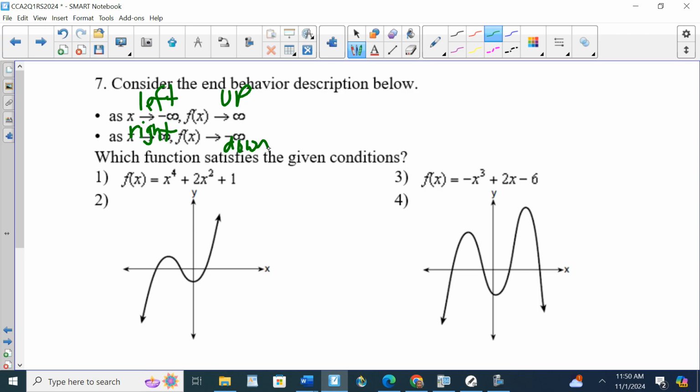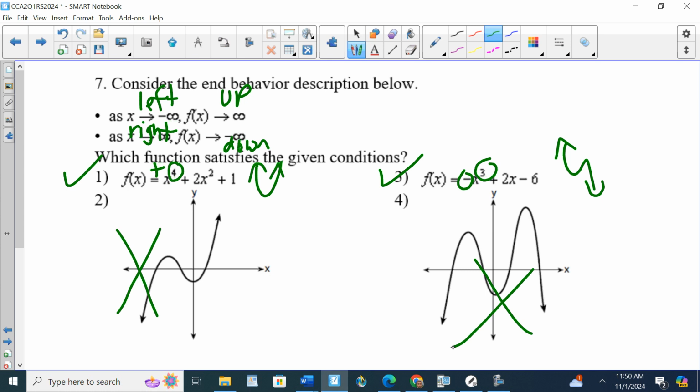Choice 1 and choice 3, there's no graph. I can type these into the calculator and look at them, but it's positive and it's even, so it's U-shaped pointing up. Choice 3 is odd and negative, so it is chair-shaped facing down. Left up, yes, yes, no, no. Right down, no, yes, yes, yes, yes.